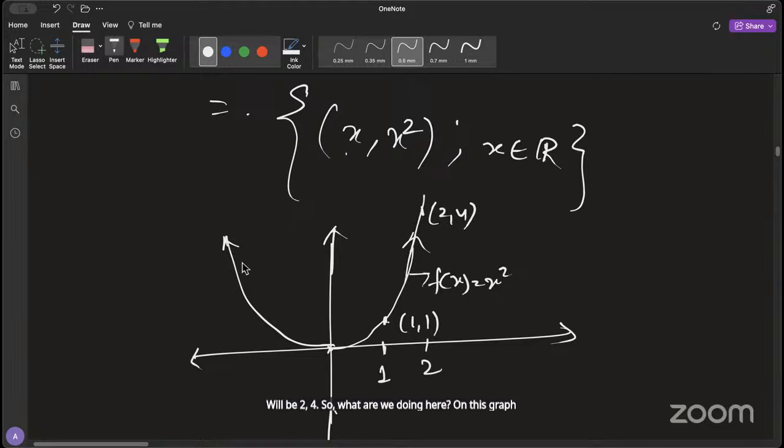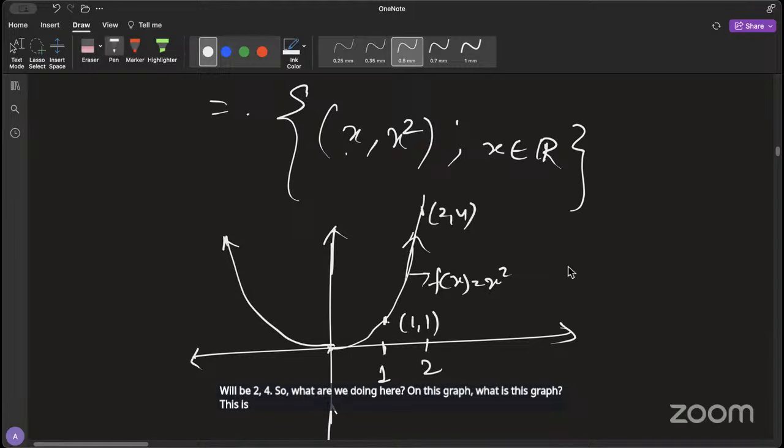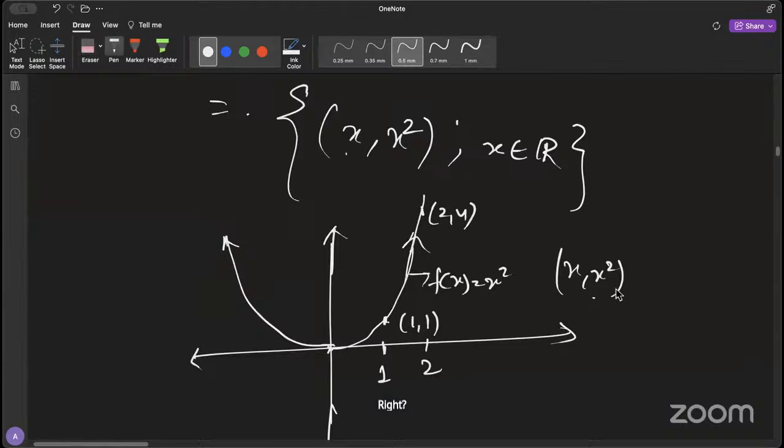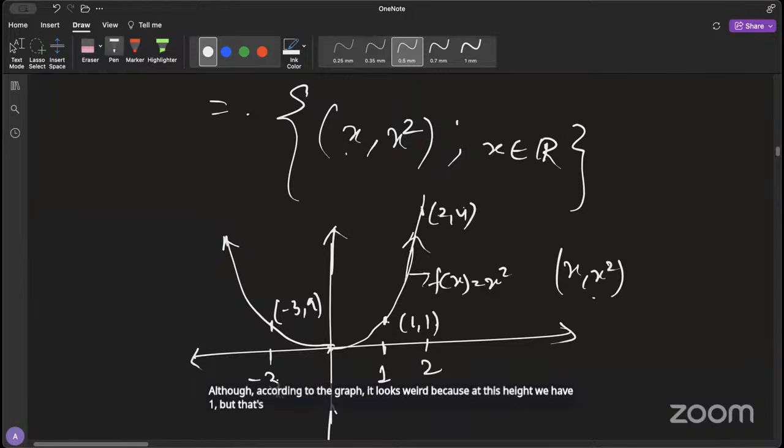So what are we doing here? What is this graph? This is basically the collection of all the points of this kind, x and x squared, right? We're just collecting them like this: (1, 1), (2, 4). Similarly, I can have, let's say this is -3. Then this point will be (-3, 9), right? Although according to the graph, it looks weird because at this height we have 1, but that's fine. If this point is -3, then this point should be (-3, 9).